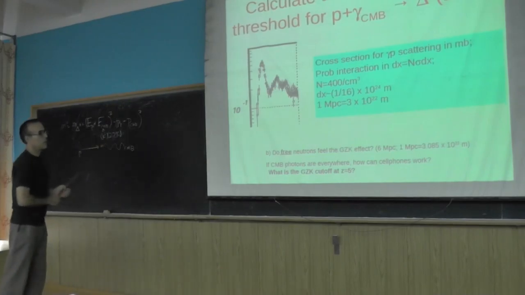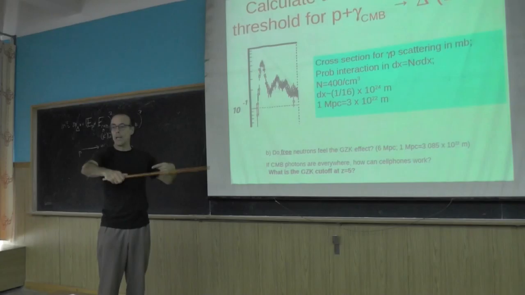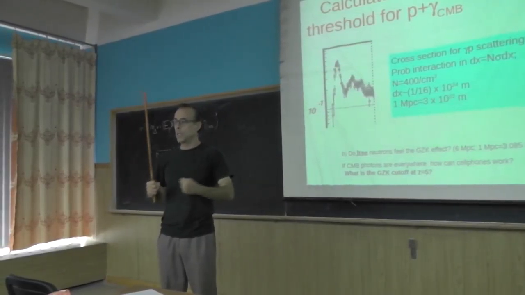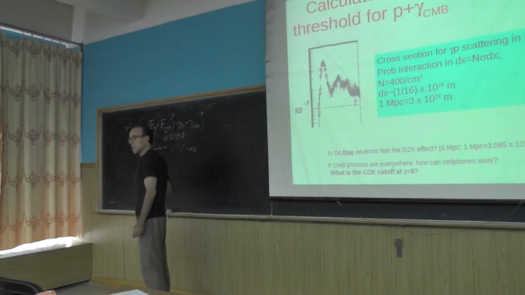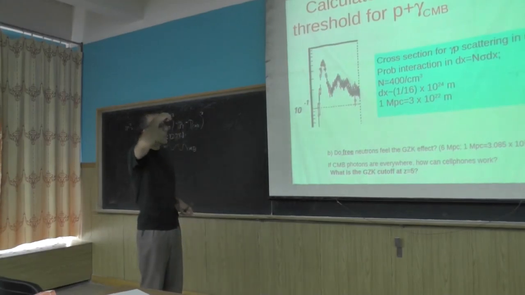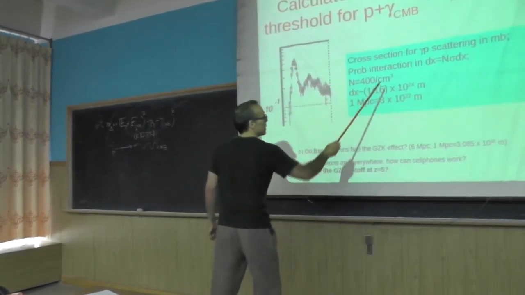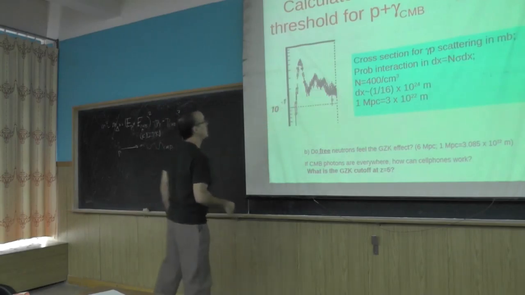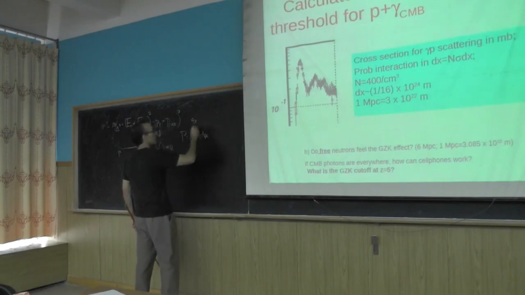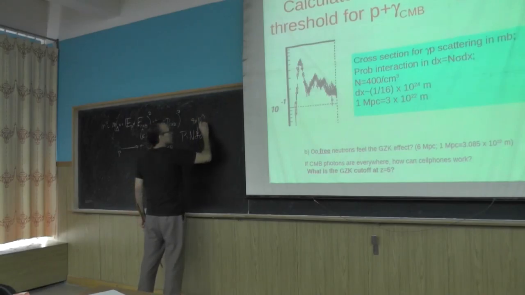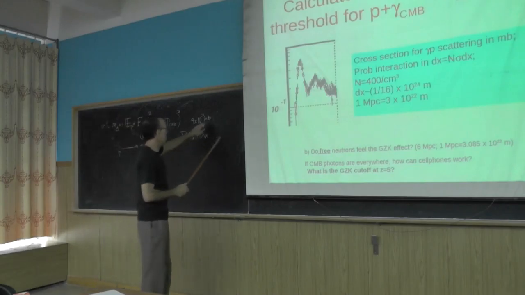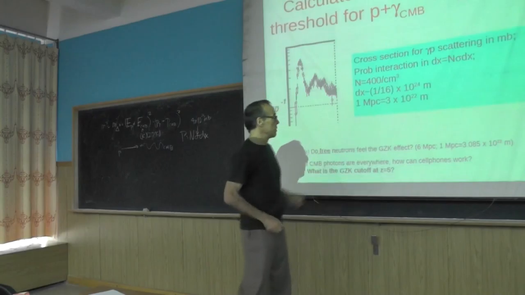And in order to calculate the distance required for a high energy proton to interact with the CMB photon through this chain, well, it's very simple. You know that the probability of interaction in the length dx is just equal to n times sigma times dx. Sigma is the cross-section, which is something like 4 times 10 to the minus 3 millibarns. A barn, of course, is 10 to the minus 24 if it is in units of centimeters squared.